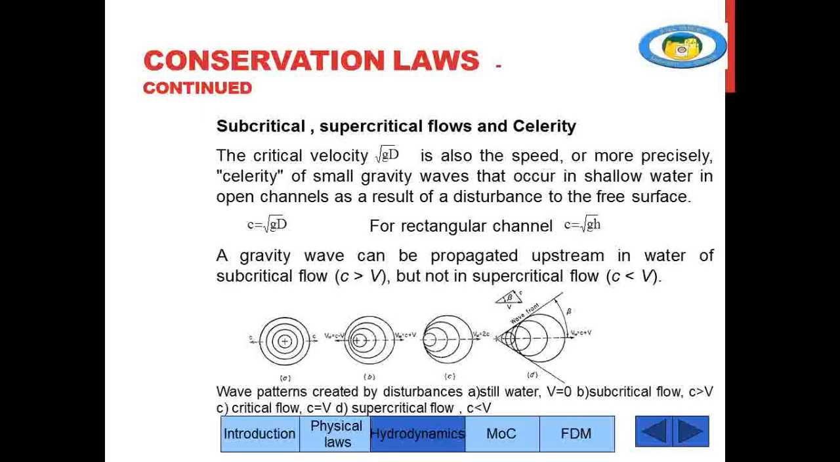Whereas in critical flow, the velocity of water is the same as the celerity. So the absolute wave velocity is going to be twice the celerity. Whereas in case of supercritical flow, the velocity of water exceeds the celerity. So the absolute wave velocity is v plus c, basically.